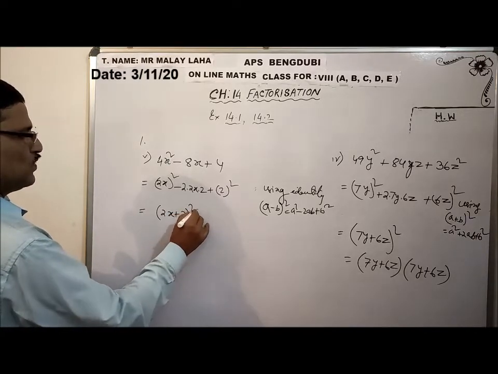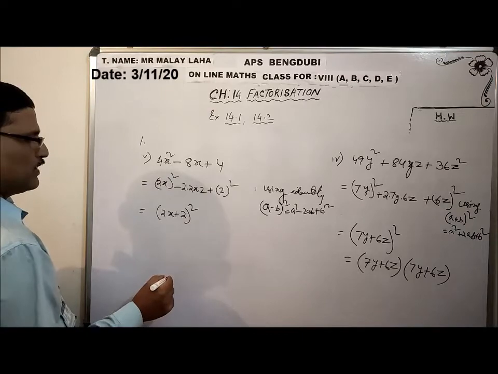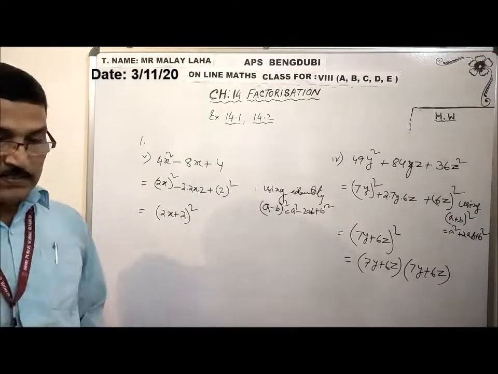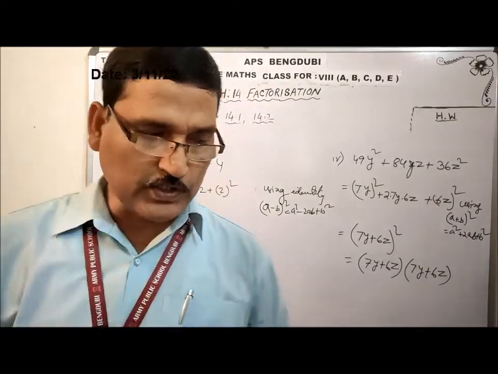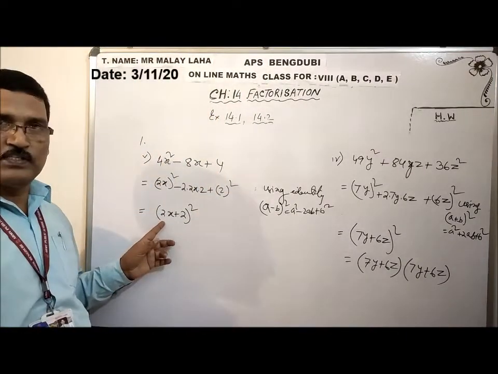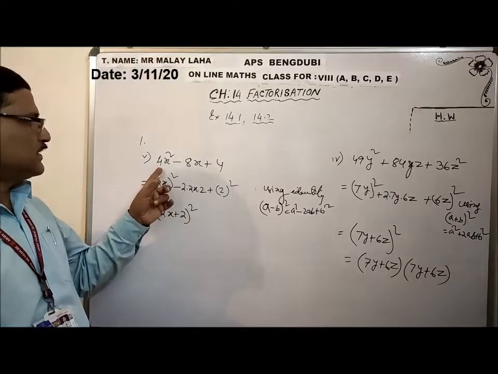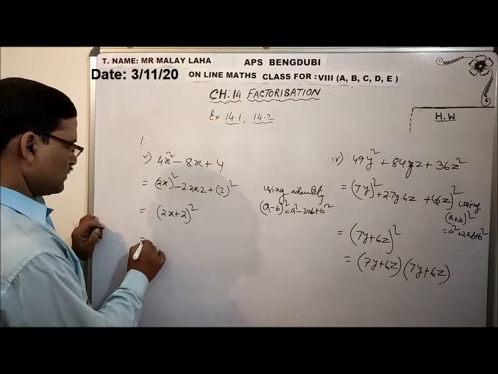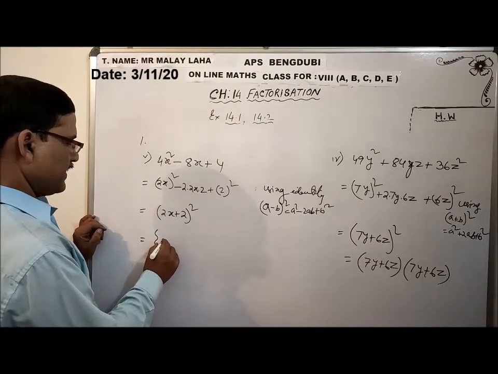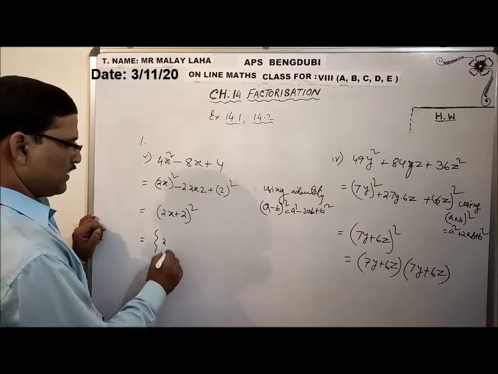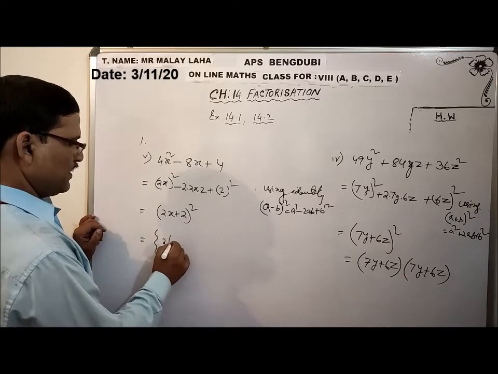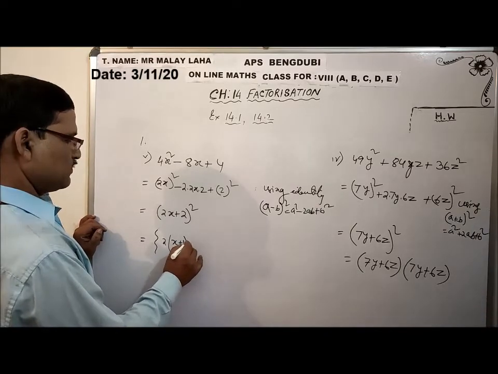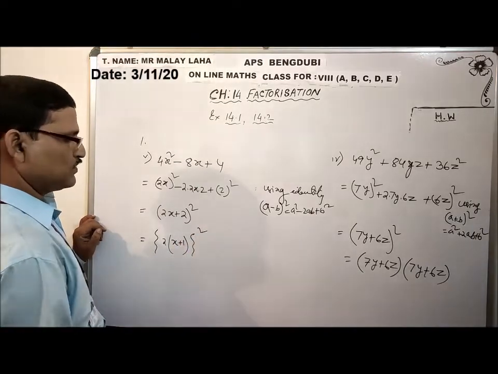2x plus 2 whole square. So what will you do? Now maximum students will be doing wrong here. Further common is not possible. In such a case you have to reduce the number. In 2x plus 2 we can take further common. So in the second bracket I can write down 2 as common. If I take 2 common, it will be x plus 1. x plus 1 overall whole square.